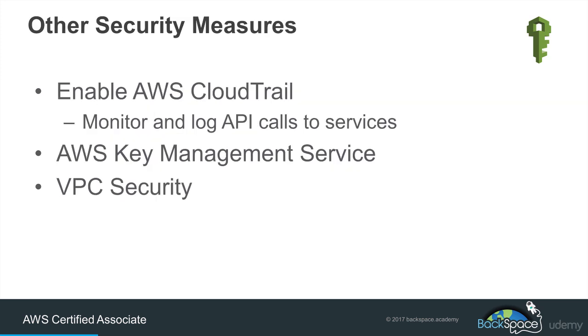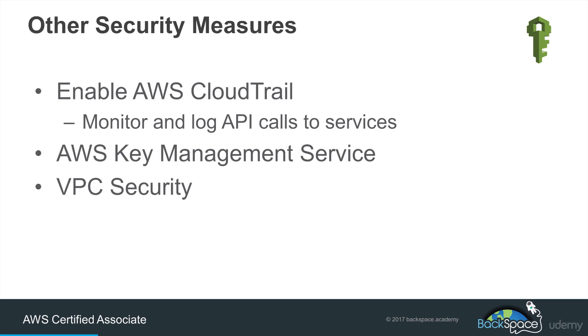Outside of IAM, there are some other security measures that would also be considered very important, that you should be looking at implementing. The first one is enabling AWS CloudTrail. AWS CloudTrail will monitor and log API calls to all services within your account. If you've got a user accessing through the console, everything that they're accessing will be logged.